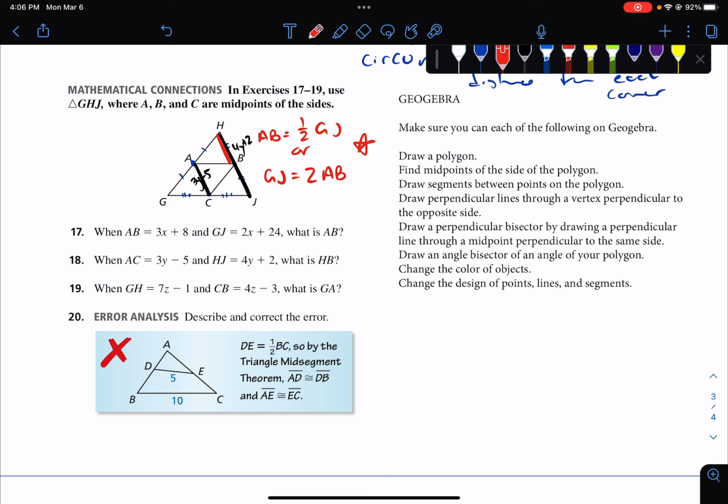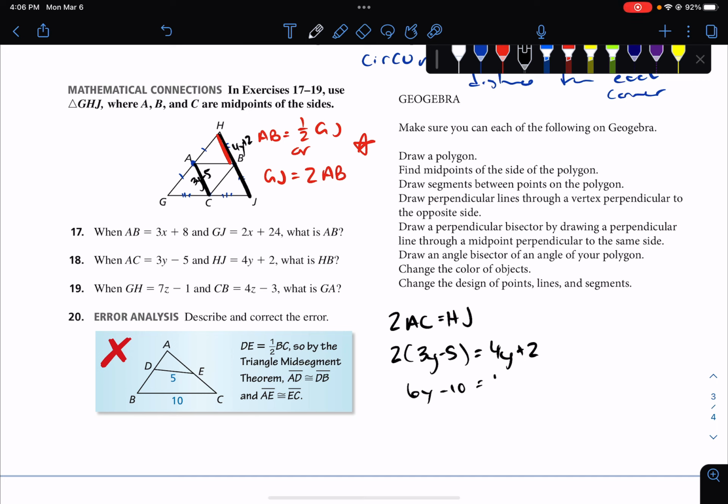Well, let's start by figuring out what y is. And we're going to use that same relationship we used before because I know that AC, if I times 2 of those together, I'm going to get HJ. So 2 times 3y minus 5 is equal to 4y plus 2. I can distribute, and then I can do railroad tracks, and I get 2y equals 12, so y equals 6. So I know what y is, which is a start.